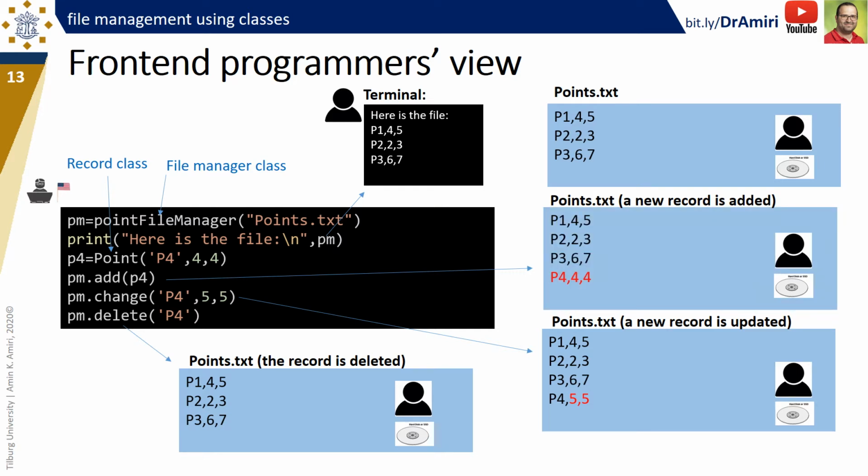Also, he can use the change method to change the items of the record. As you can see here, the X and Y of this attribute are changed to 5 and 5. Also, the American would like to have a delete method that would get the ID of a record, a point, and then remove it from the file.